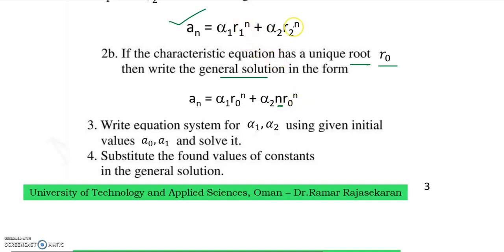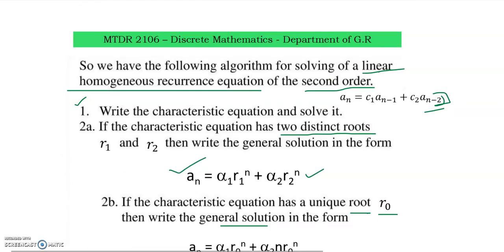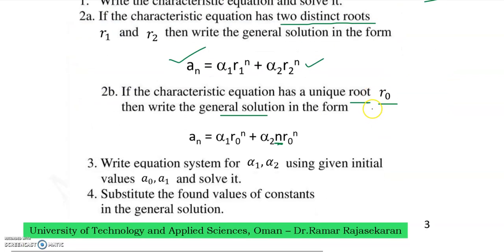If the roots are different, you just write like this. Suppose we have one root and it is repeating one more time. Then how to write the general solution? a n is equal to alpha 1, a constant, multiplied by r naught power n, plus alpha 2 multiplied by n and then again multiplied by r naught power n. Because one root is repeating 2 times, in the first term we don't multiply anything, but in the second we multiply n. Suppose I give an example: we are dealing with a third order equation.